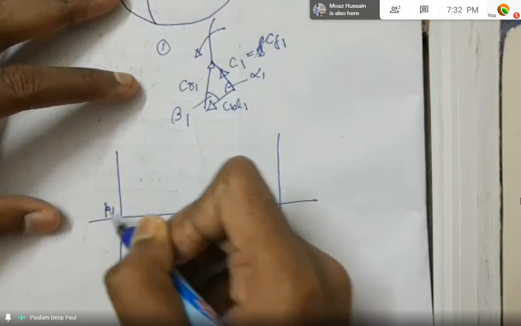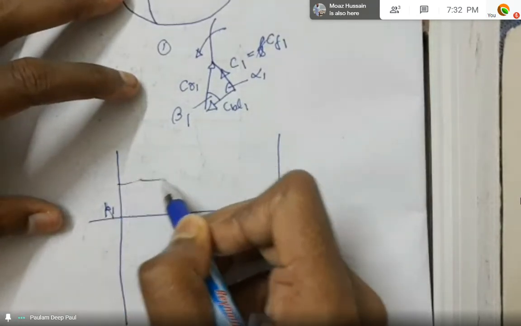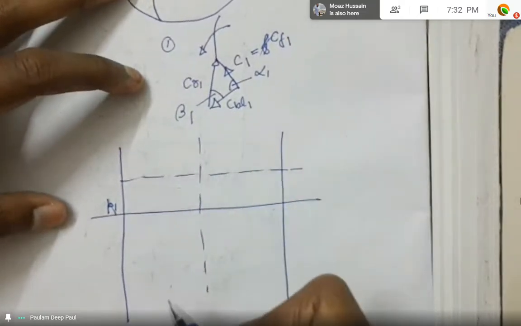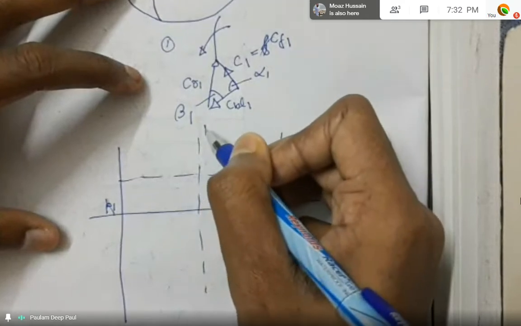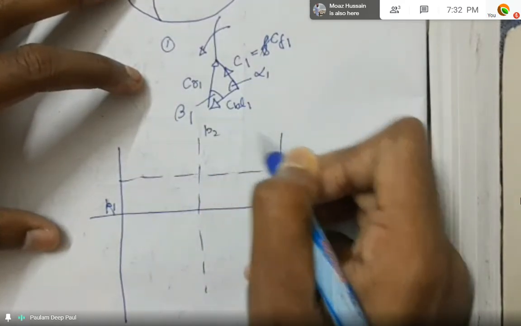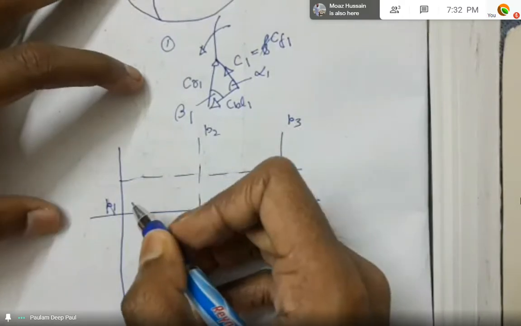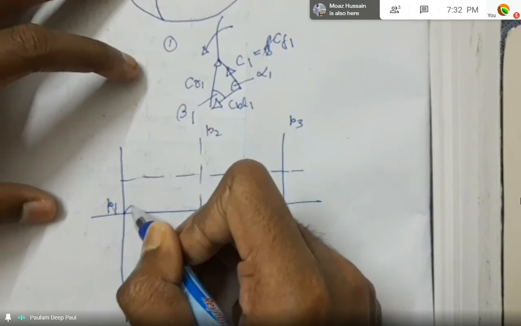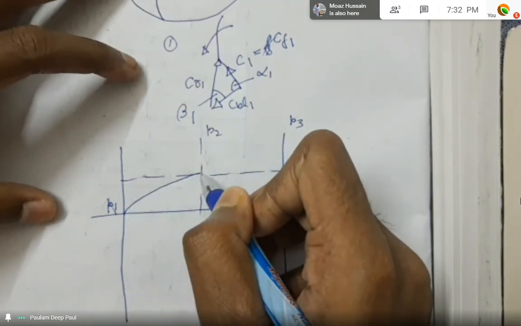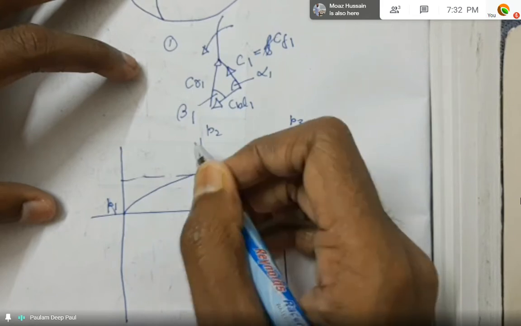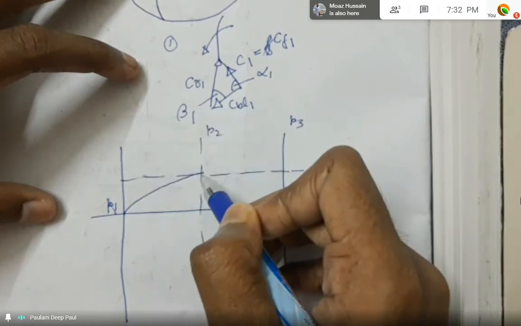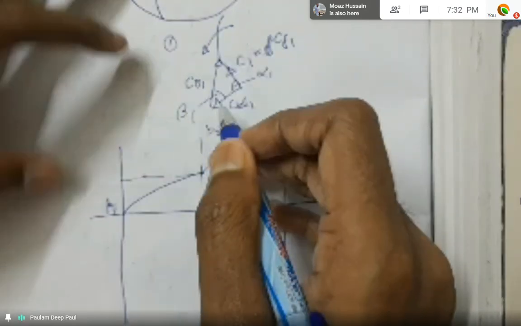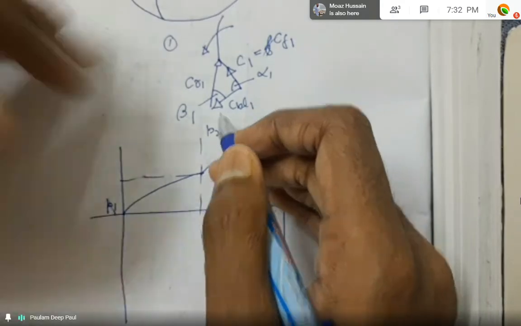Let this be P1. Let this be P2, and let this be P3. So as the air is entering the impeller in the radial way, the static pressure increases like this. And now as it is moving from the impeller to the diffuser through the curved vanes, it further increases as the total kinetic energy is converted to pressure energy in the diffuser.